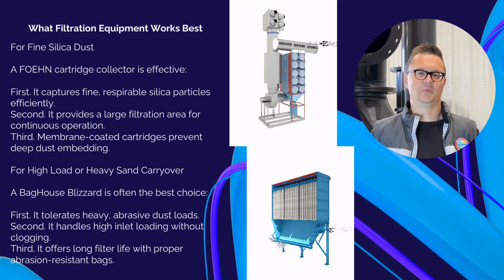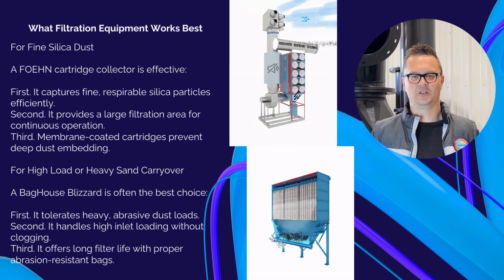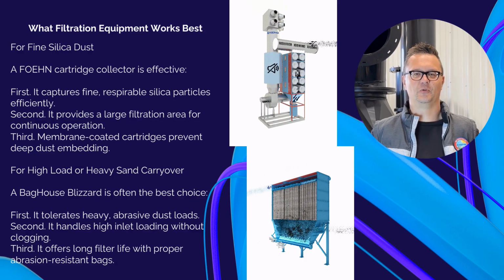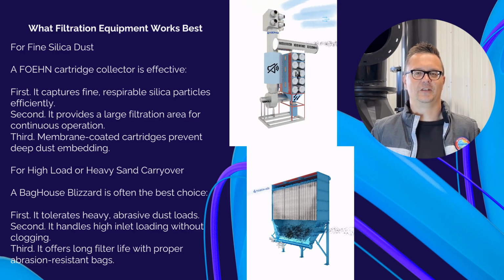What filtration equipment works best for sand dust? It requires rugged filtration systems designed for heavy abrasion. For fine silica dust, a pleated cartridge collector is effective. First, it captures fine respirable silica particles efficiently. Second, it provides a large filtration area for continuous operation. Third, membrane-coated cartridges prevent deep dust embedding.